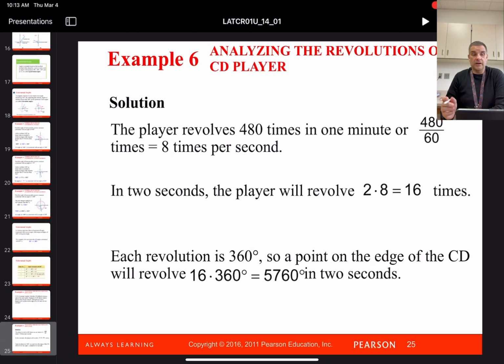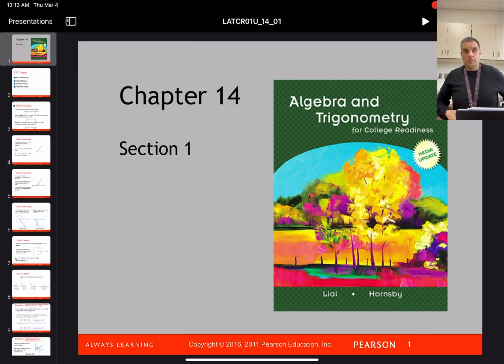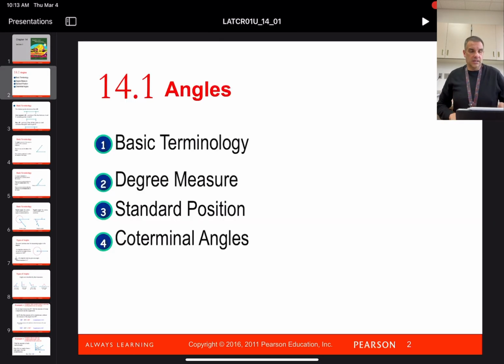So there is section 14.1. We looked at basic terminology, degree measure, standard position, and coterminal angles. The assignment in this one is a little bit longer, but some of them are really quick to do. I think the average assignment should take about 20 minutes or so. So go ahead and get working on 14.1. We'll do 14.2 tomorrow, which I think is probably starting basic trig functions.